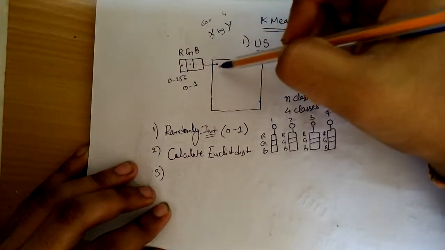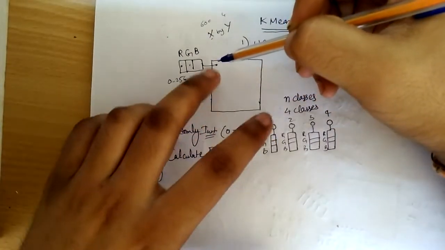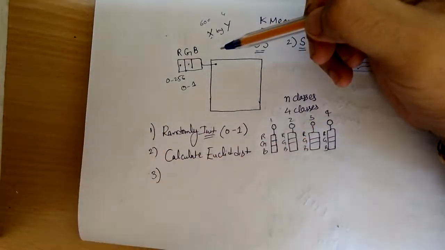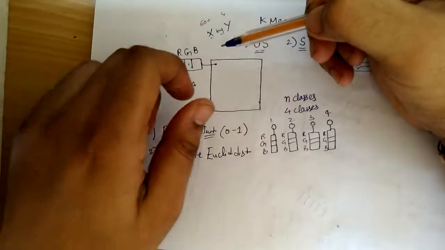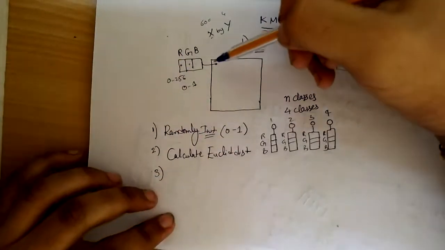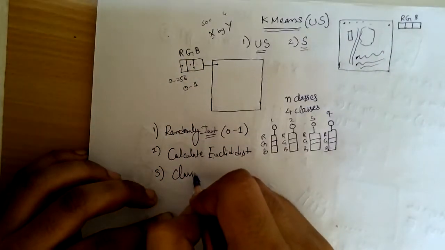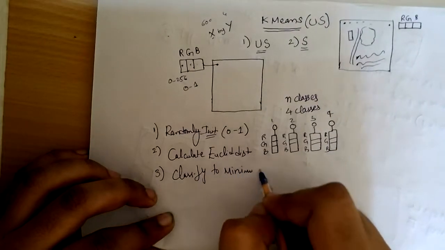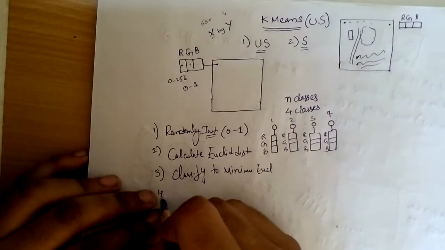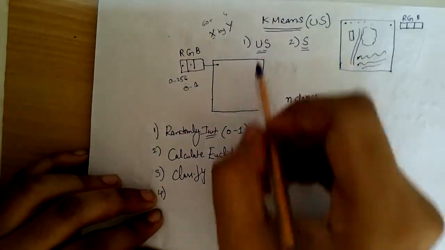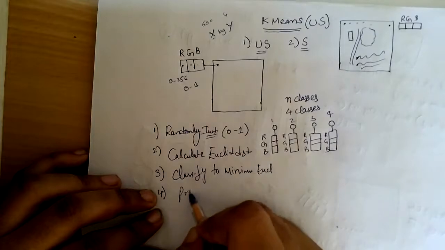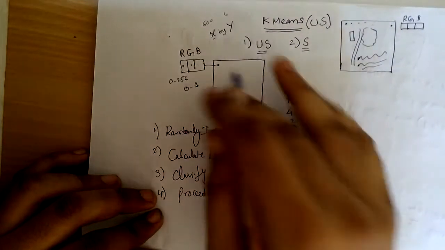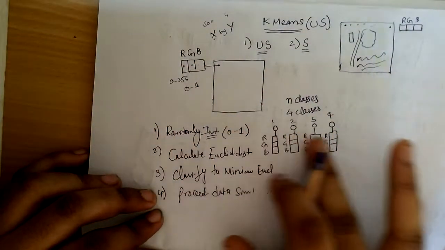Okay, so you have this pixel and you have calculated the distance to this, this, this, and this. Among these, whichever distance is minimum means the pixel is closer to that set of values, so you are going to classify it to the minimum Euclidean distance. Now proceed in a similar way to the whole image, the whole data. You have to classify every single pixel into one of these classes.